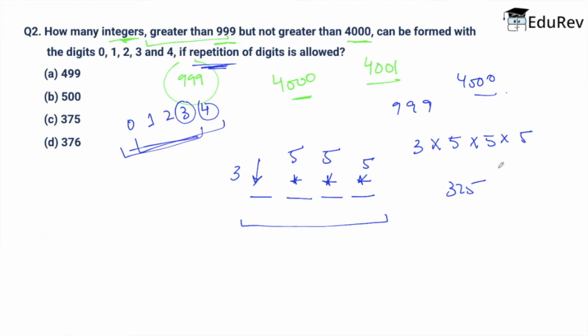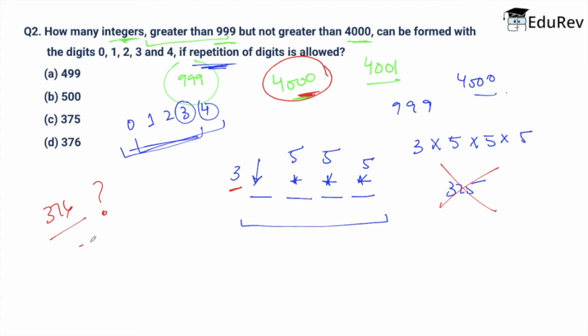But wait a minute, this is wrong. The correct answer is 376. But why? This is because when I said that in the first place 3 is going to come, we ignored the fact that we were also including 4000 into it, right? So that means that I've calculated all the numbers except for 4000.